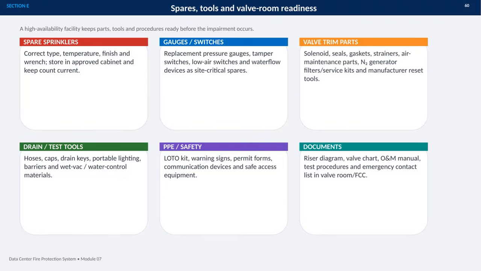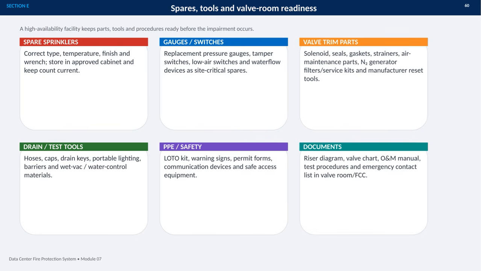This section focuses on a simple but critical principle. A high-availability facility prepares for impairment before it happens. In the valve room, readiness means having the right parts, tools, safety equipment, and procedures immediately available. The most important requirement is accuracy, not just quantity.